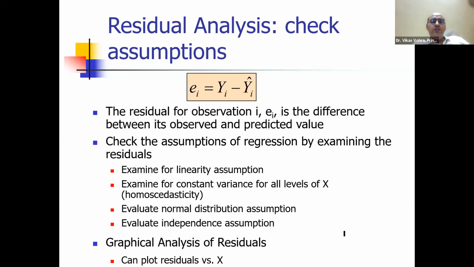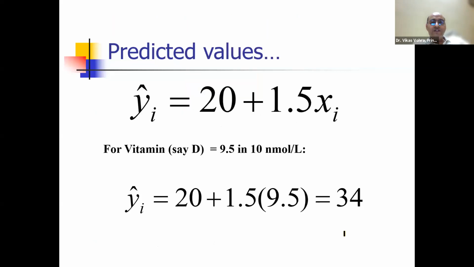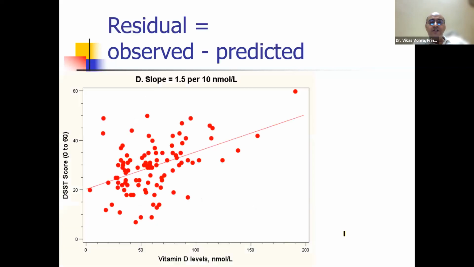So we want to check all these assumptions. Whether in SPSS, StatTools or Systat, anything, you check for the residuals. Let us see with an example. We want to check the predicted value y cap of, say, vitamin D in a sample. It is given by 20 as the intercept plus 1.5 as the slope times the ith value of x, and you get the outcome yi. So if we take xi equal to 9.5, yi comes out to be 34.